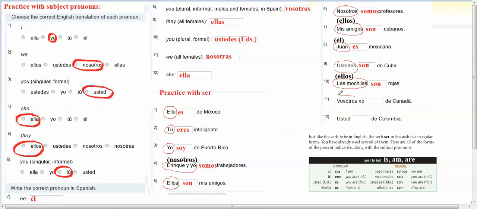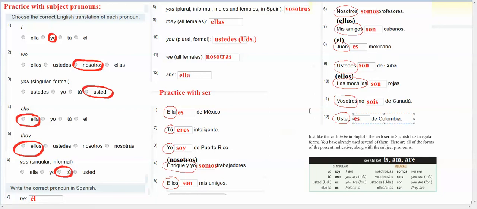Vosotros no blank de Canadá. Who's the subject? It is vosotros. So if I find vosotros in my chart, I need to write in sois. And the last one, usted blank de Colombia. Who's from Colombia? It is usted. And that's how you do that.